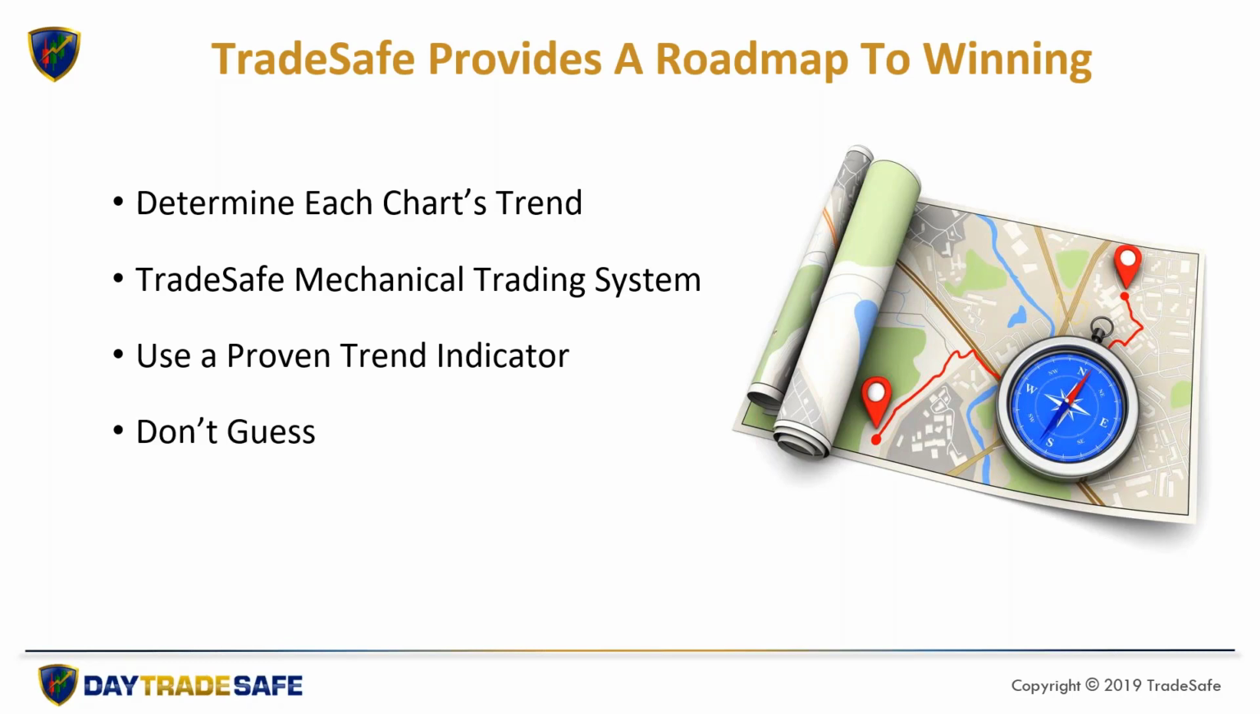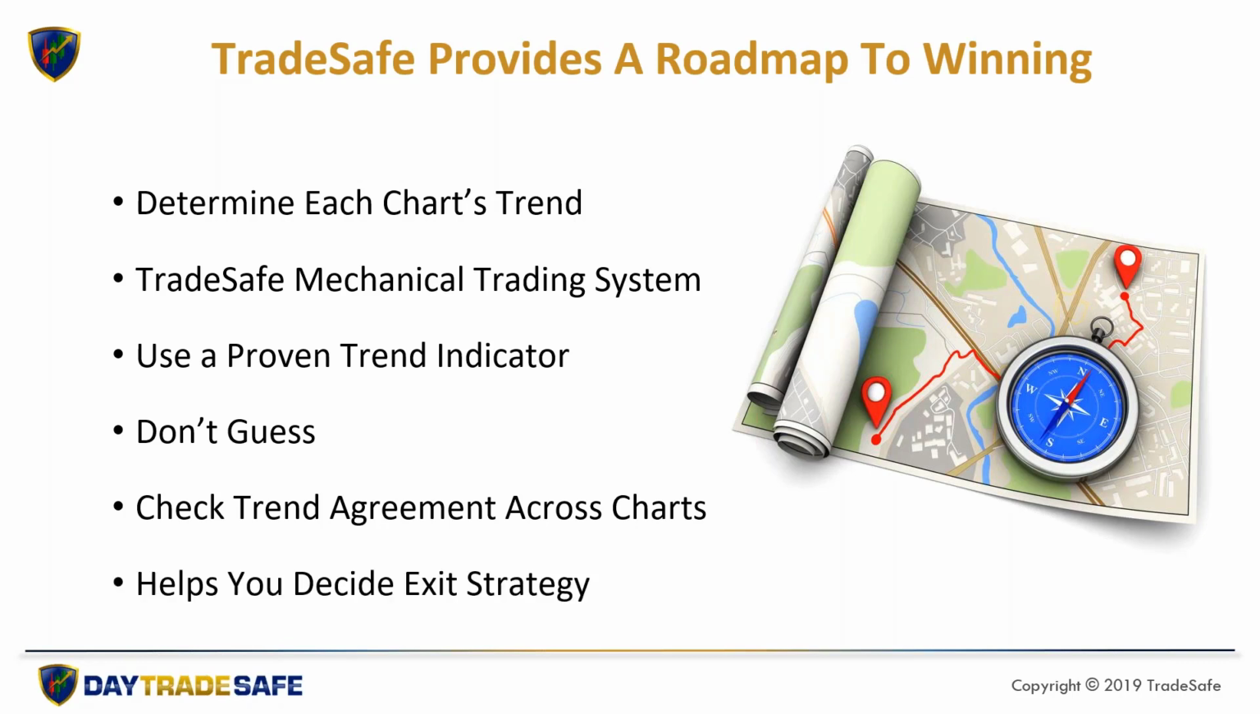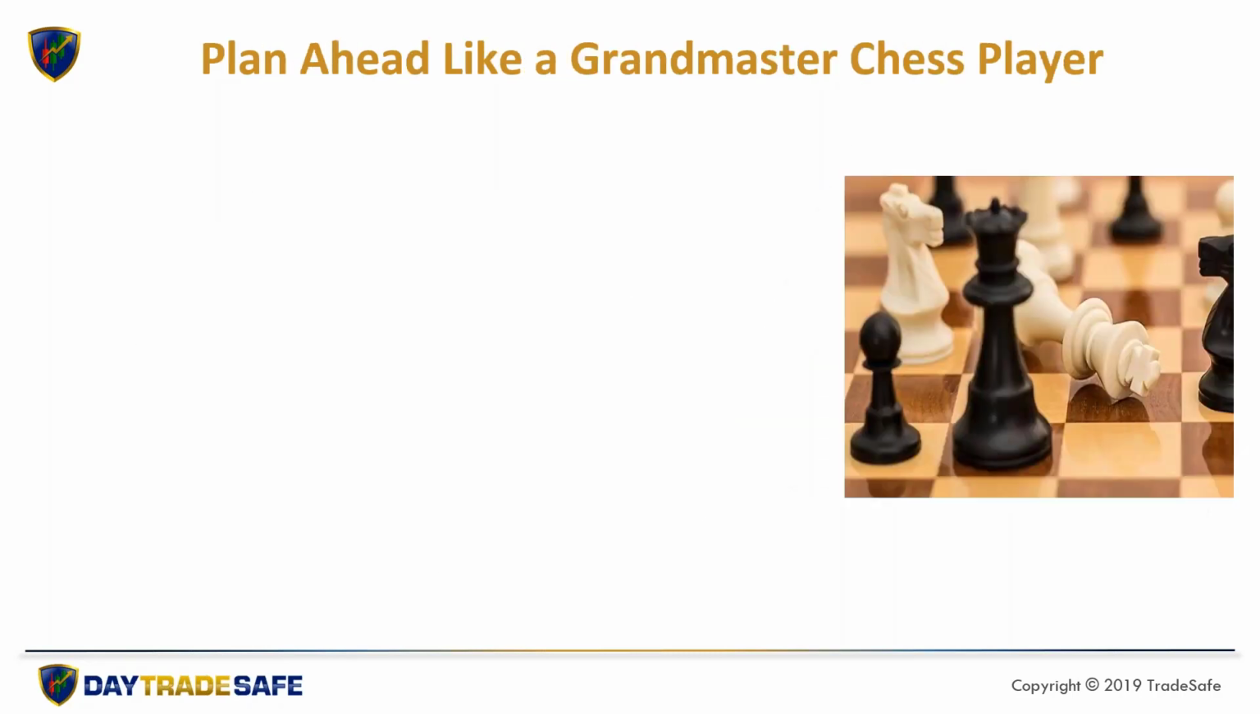Above all, don't guess. Now, once you have something that allows you to determine trend, don't just do it on one chart. Remember, we had that wide angle to close up? Well, you want to use multiple charts and determine the trend on each one, because this will inform you on how you are going to predetermine the exit strategy you're going to use. You don't wait until you're already in the trade, folks. That's too late. You want to pre-select your exit strategy before you get into a trade, just like a chess player. You want to be able to plan ahead, be a professional.